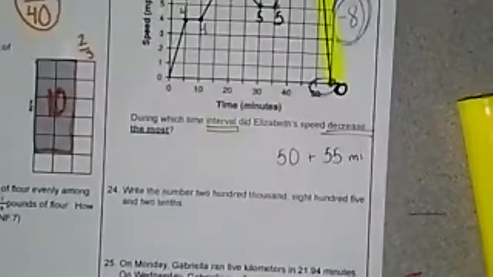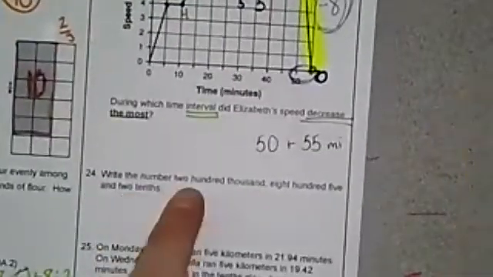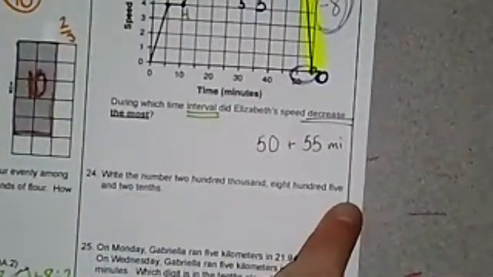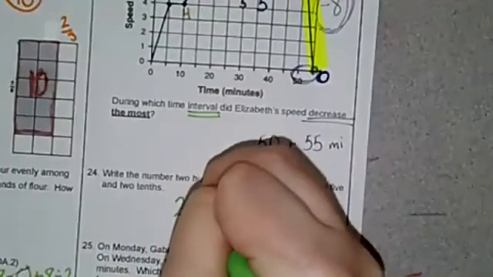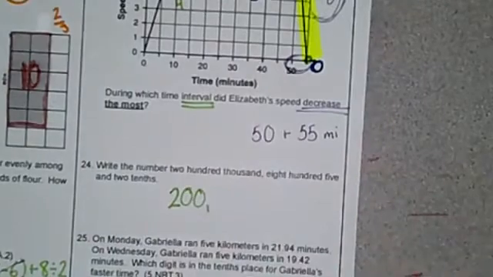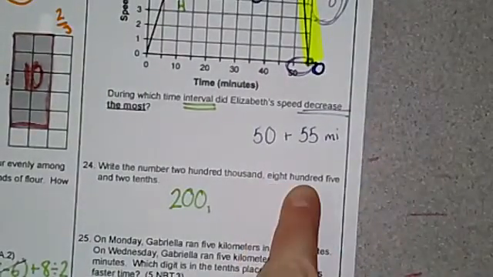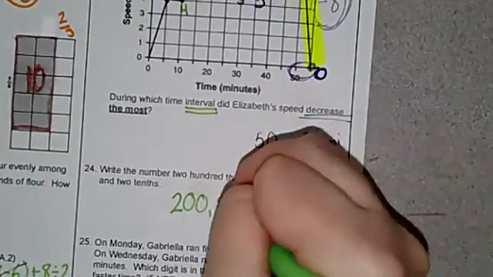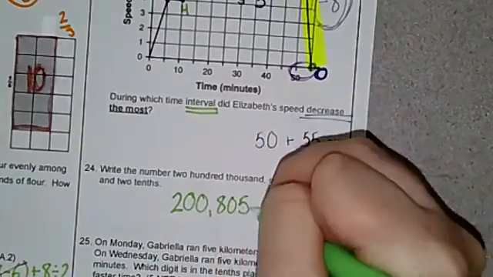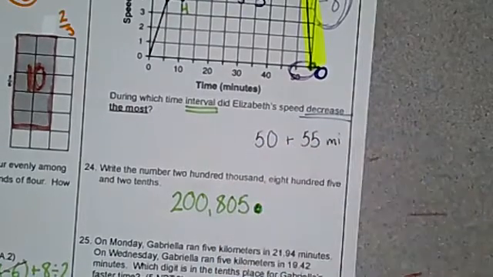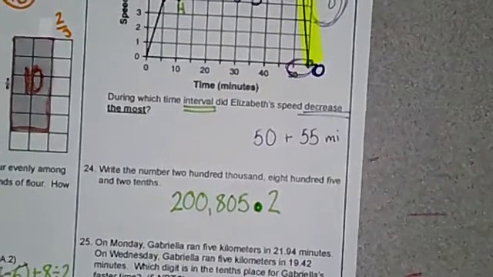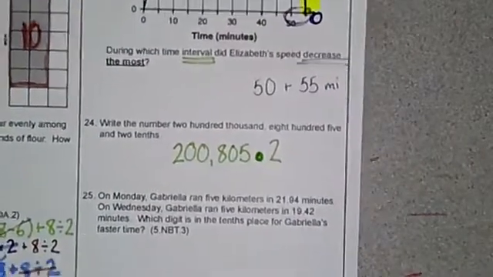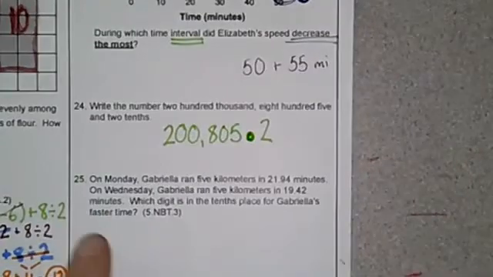All right. Really quickly, write the number 200,805 and 2/10. Here we go. 200,000. 805. Write that. 805. And 2 in the 10th place. Boom. Not so bad. All right, last one.